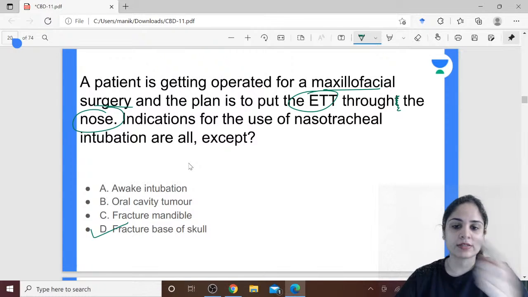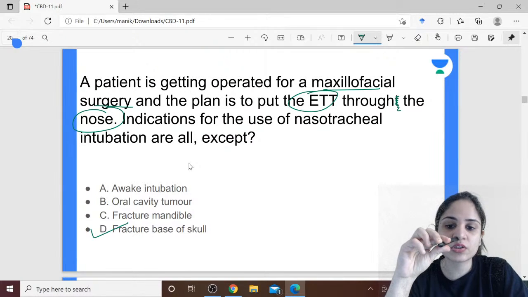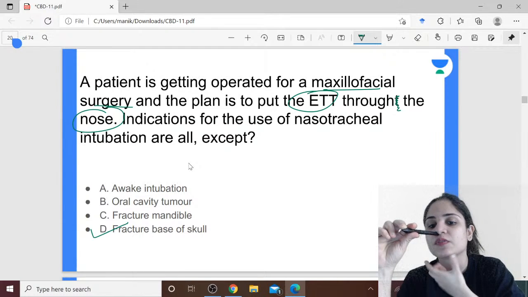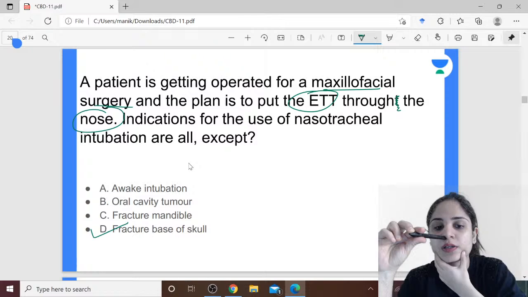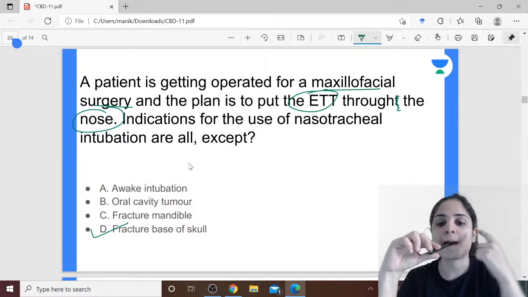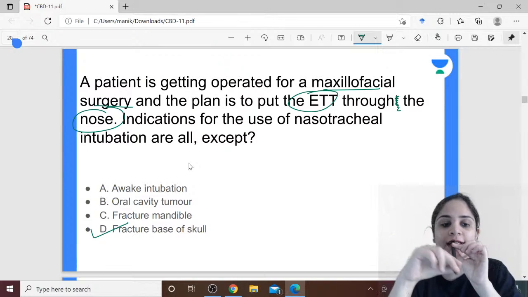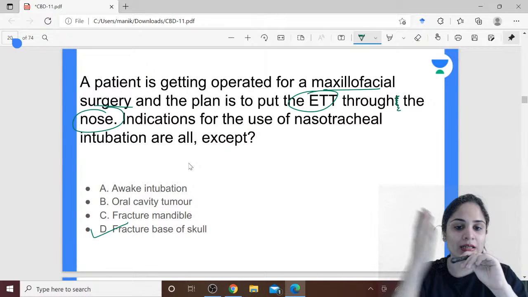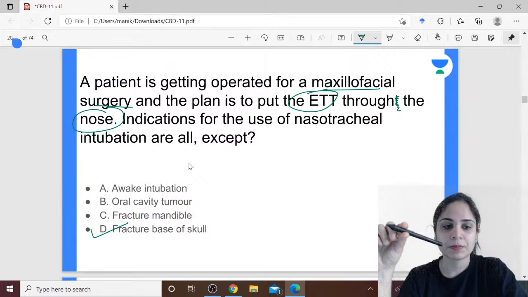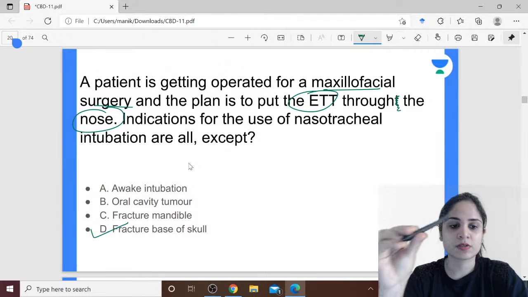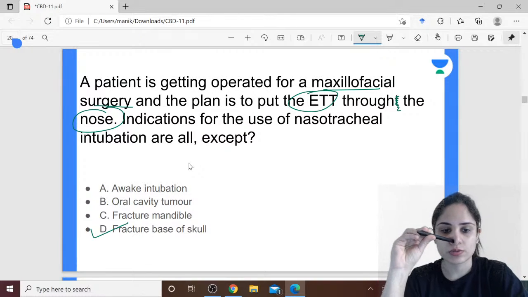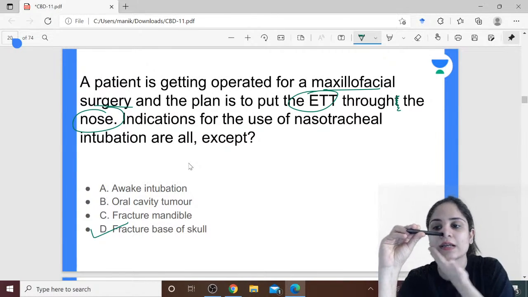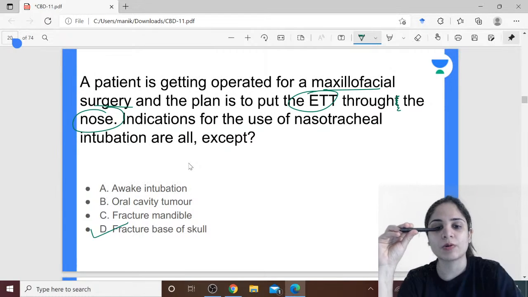Now when do you do nasotracheal intubation? I put the tube through the nose whenever I have surgery of the maxilla or surgery of the mandible. If I put the tube through the mouth while operating here, the tube will keep coming in the middle of the surgeon's field, so the surgeon can even cut through the tube by mistake. To avoid that, I put it away from the surgeon's field, inside the nose. When I put the tube inside the nose, the surgeon can easily operate on these areas without being worried about the tube.